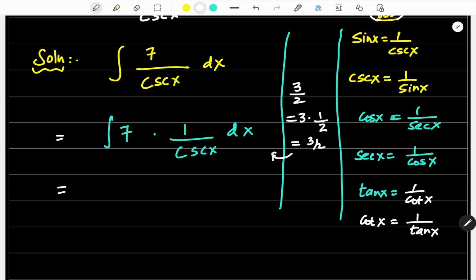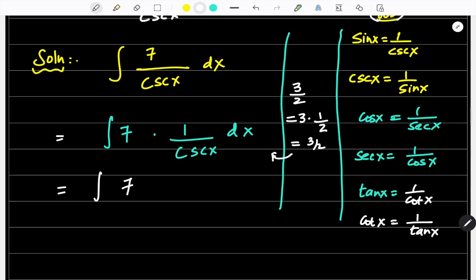So this equals the integral of 7 times 1 over cosecant x, which, just now I wrote the rule, is equal to sin x. Sorry, this is not the one. This is the one. Sorry. 1 over cosecant x is equal to sin x. So times dx.